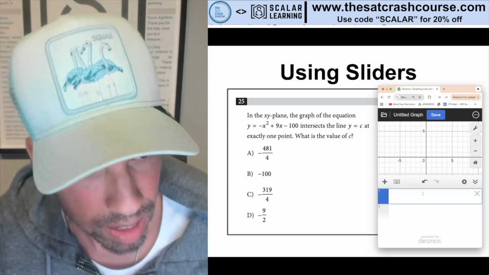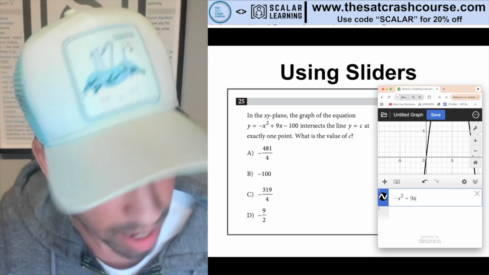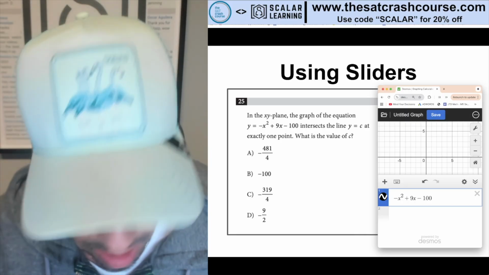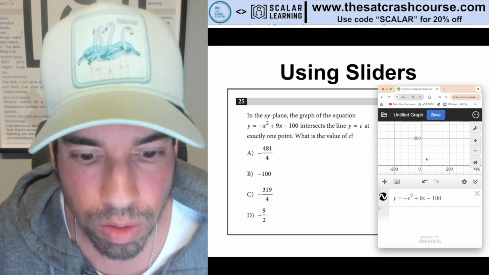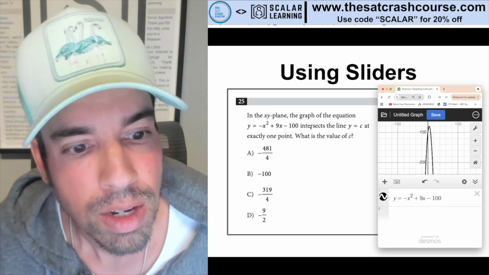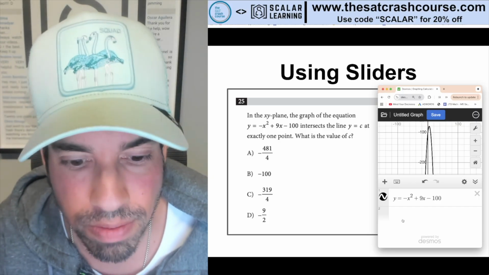So right here, we've got negative x squared plus 9x minus 100. So that's my function. You don't even need the y, but I'll just put it in anyway. Y equals this, okay? So now we've got our function right here. You can see it's a little parabola like that. And it says, it intersects the line y equals c at exactly what point? What is the value of c?